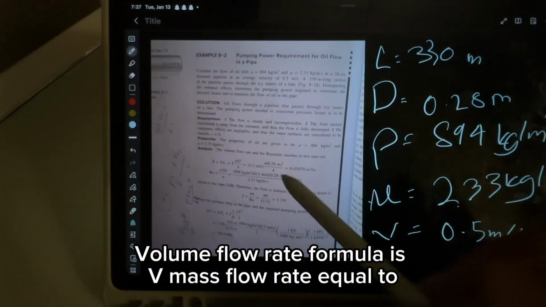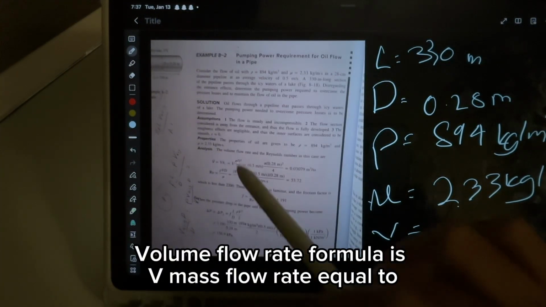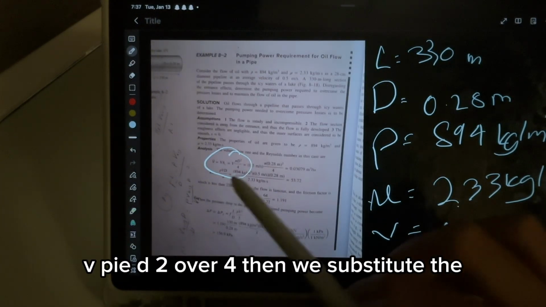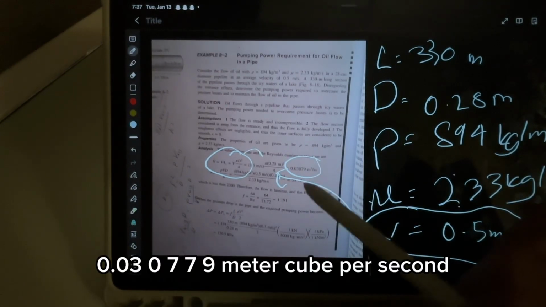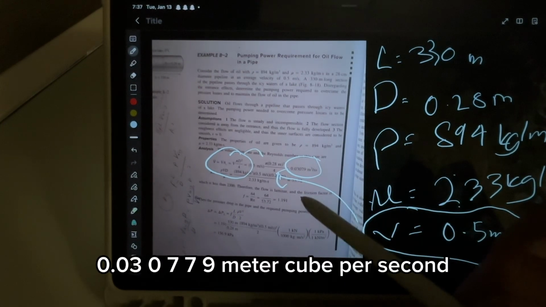The volume flow rate formula is V dot equals V times pi d squared over 4. Then lastly we get 0.30779 meter cube per second.